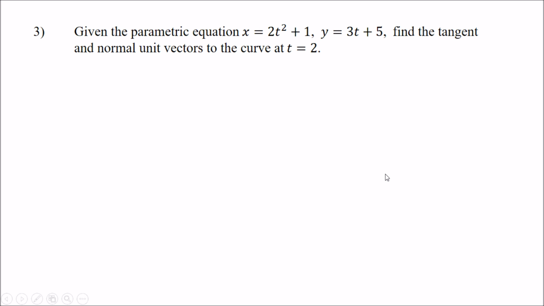Say we are given the parametric equation x equals 2t squared plus 1, y equals 3t plus 5, and we're asked to find the tangent and normal unit vectors to the curve at t equals 2.